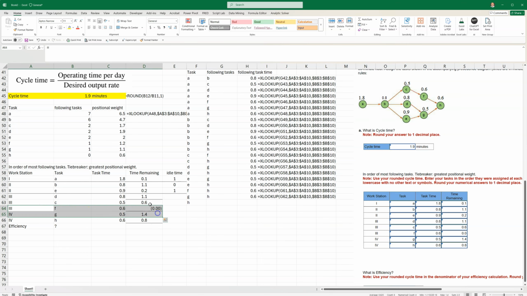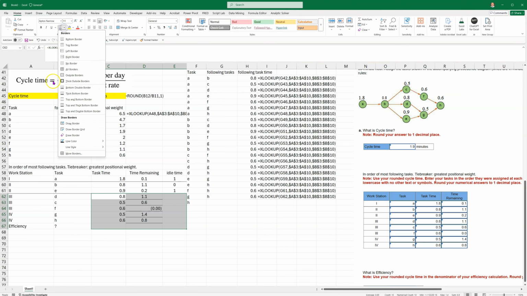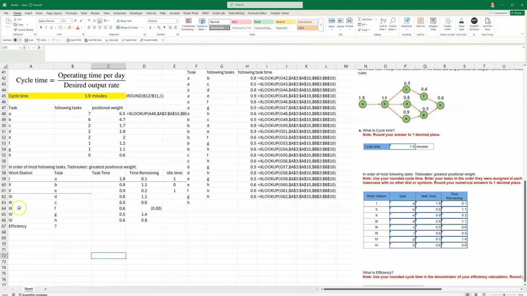So we know we have another one. Well, let me get rid of those borders again. No border. So this we have another workstation change. And this we have a workstation change. So the idle time here is 0. And then finally we have an idle time of 0.8, right? So the other ones we don't have idle time because we're continuing on to the next operation.